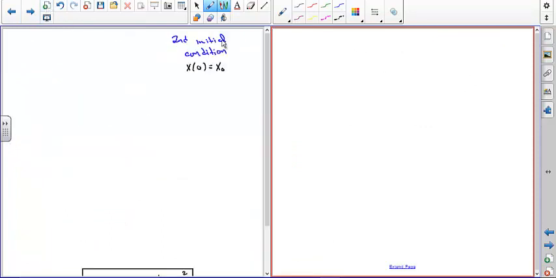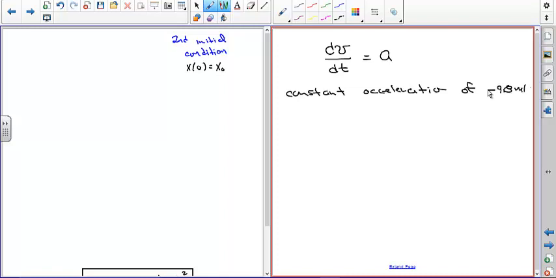So for physics, we know that the derivative of the velocity with respect to time is equal to the acceleration. That's just the definition of acceleration. If we have constant acceleration, let's say a constant acceleration of -9.8 meters per second squared, well, we'll just say it's a. So we have a constant acceleration of a. So a is a constant, not a variable.